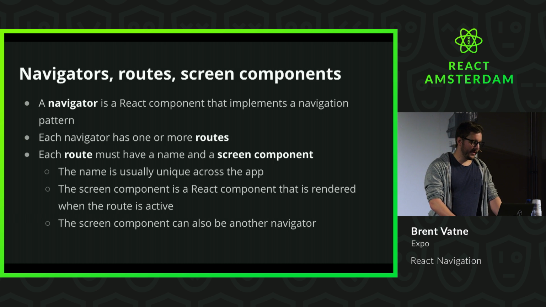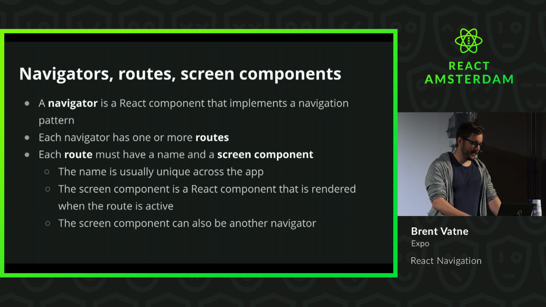A navigator is a React component that provides the state and the views that implement a particular navigation pattern. For example, the tabs that we saw earlier. A navigator has one or more routes. These are the different screens inside of that particular implementation of the pattern. Each route has to have a screen component, which is essentially just the component that's rendered when the route is active. And a key thing to remember here is that a screen component can also be another navigator.